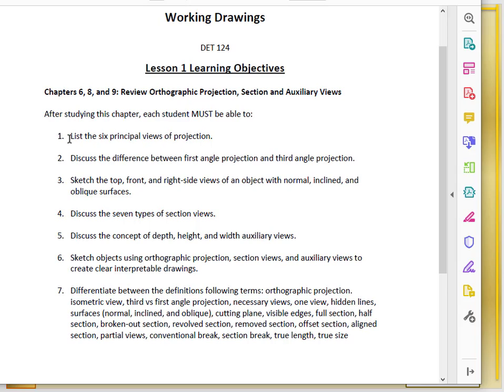From Chapter 6, we're talking about the principal views of projection, the difference between first angle projection and third angle projection, and sketch views, that'll be part of your assignments. Then these next items here will be the ones from the section views, Chapter 8. And down here, these will be the terms I want you to particularly notice while you're studying your presentations. These are the terms that will be on the tests. These are the terms that you need to know, related to these objectives, for your learning.